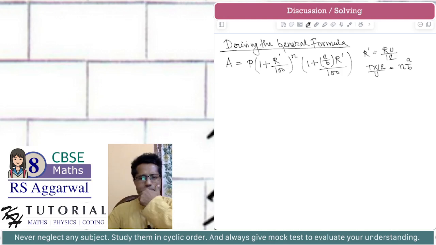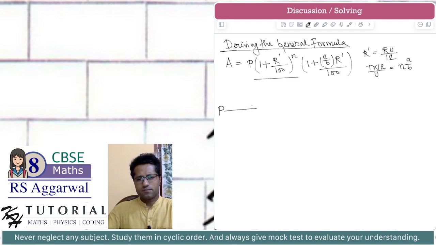Now, to understand this formula, the first question we should ask is why we are having this 1 plus R dash by 100 to the power n. So let's try, again, as I explained in previous videos, to see how compound interest works. So we have, let's say, the original principal P.